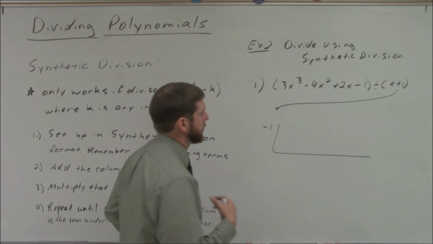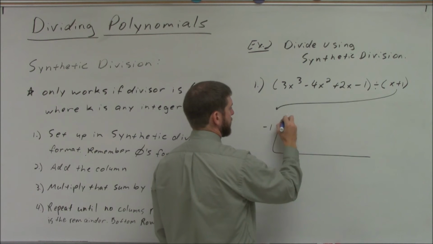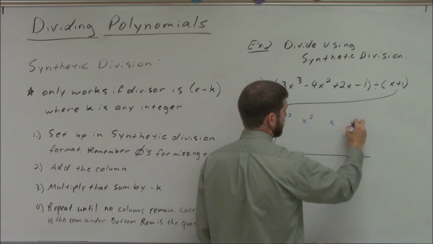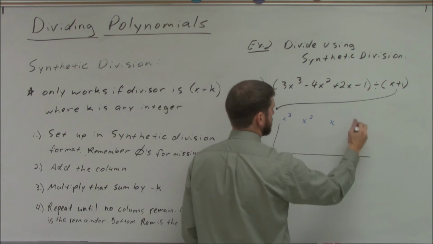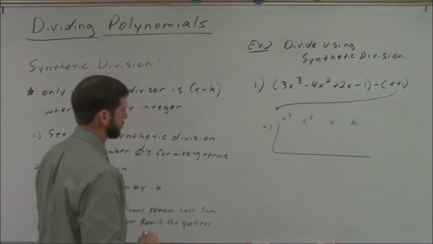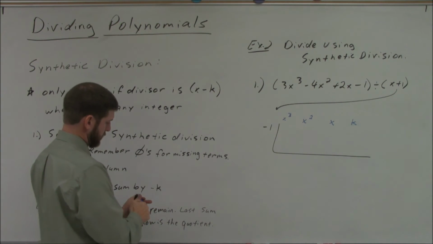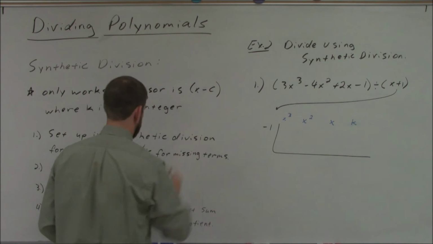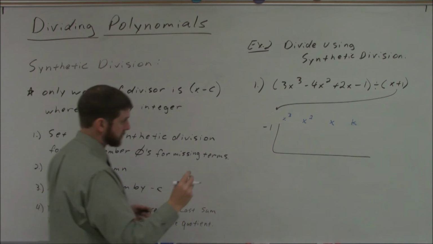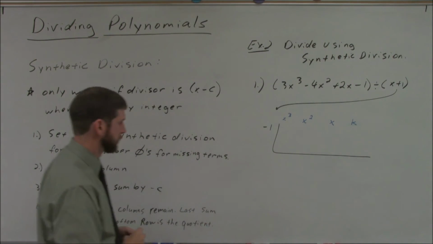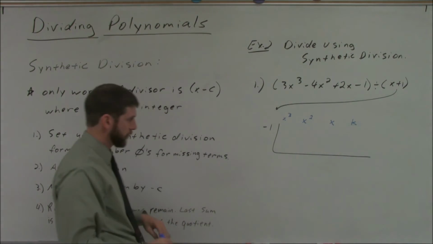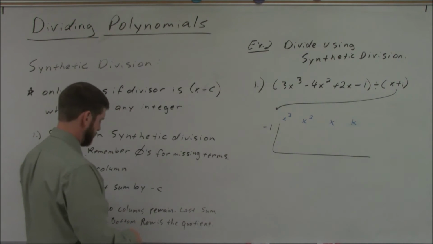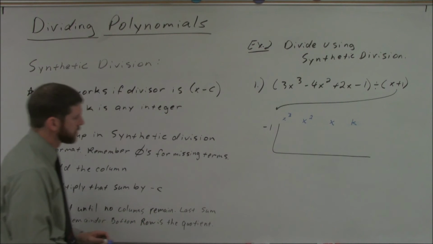So I like to label ahead of time that this is going to be my x cubed column, this is going to be my x squared, this is going to be my x column, this is going to be my constant column. You know what? I should pick a different letter. We'll just go with C right here. It doesn't matter what it is. I just like to have that be K for my constant. So we'll just let that be C, and then we'll work off of the opposite of C.